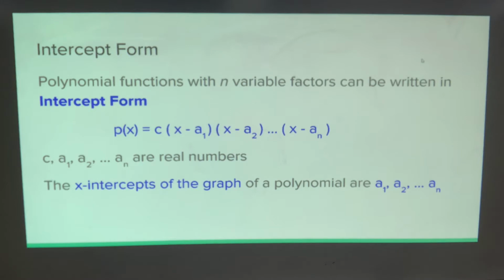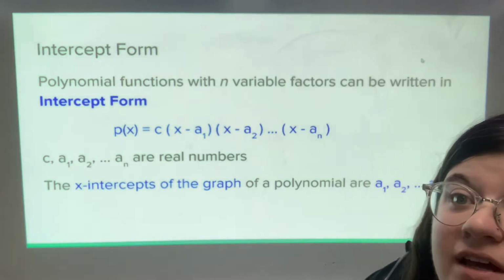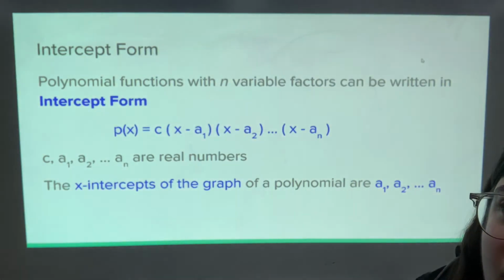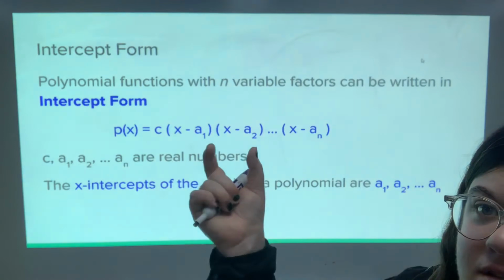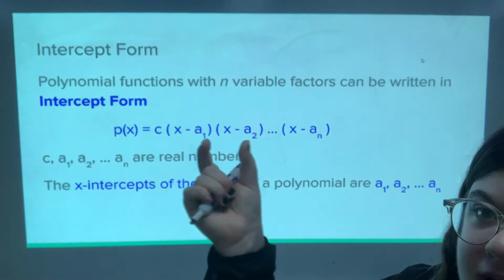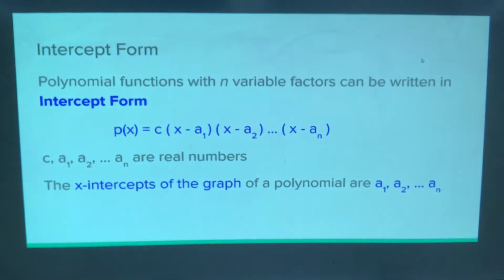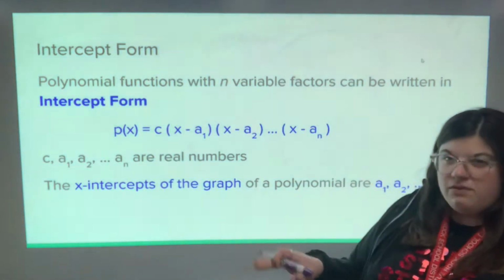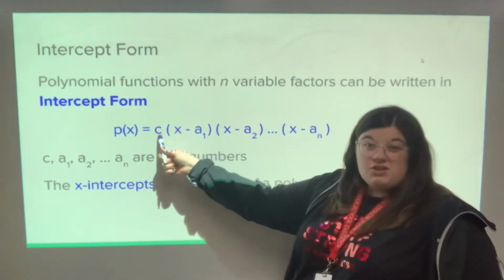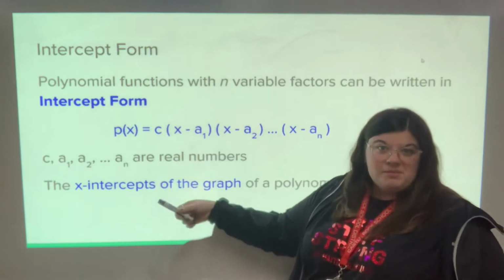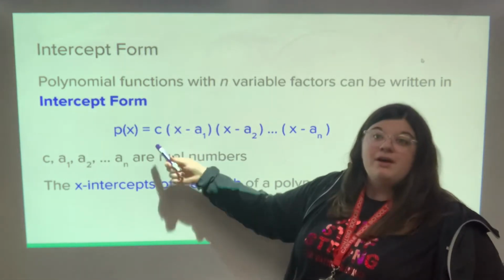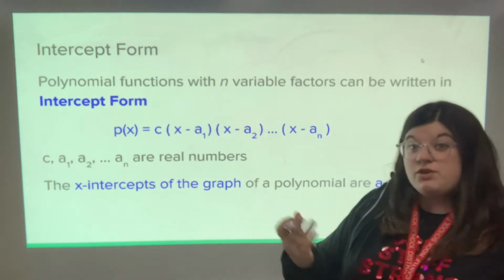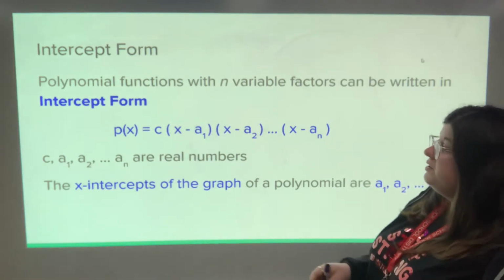Okay, intercept form here. Again, we saw standard form where you had all of your terms being added together. Here in intercept form, we have these little products, these things being multiplied together. So we could say that a polynomial p of x is equal to, this is just the general form, maybe there's a constant being multiplied out front. Maybe I multiply by 2 or multiply by -1. So there could possibly be a constant out front.